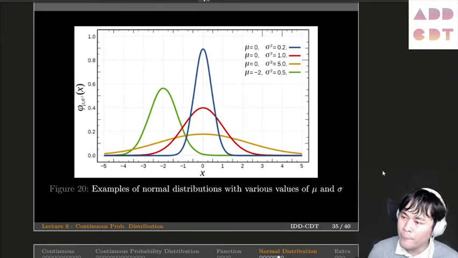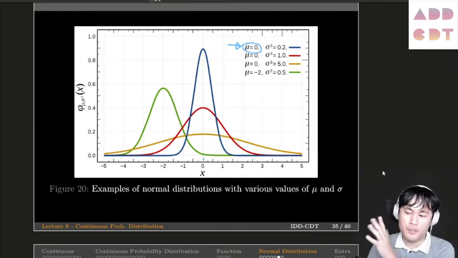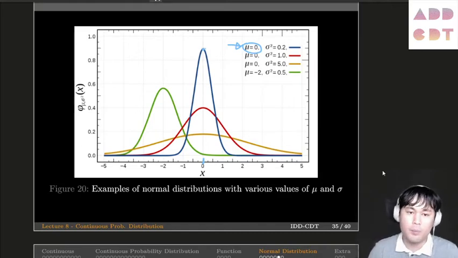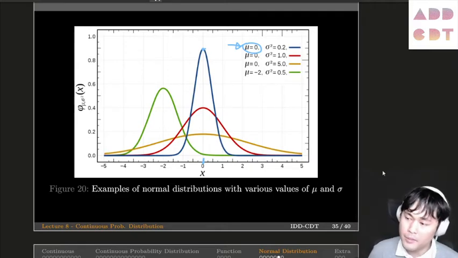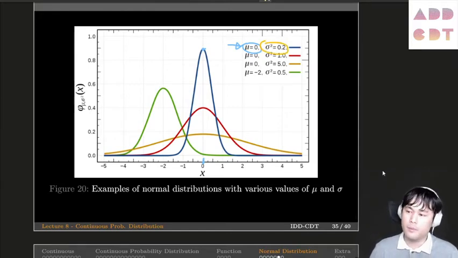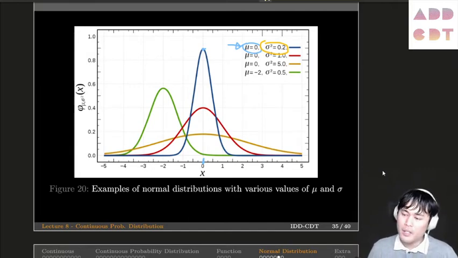Here you can see the four curves. Let's go from top to bottom. We have the blue curve, and mu is 0, so the average is 0. And we will learn next week that the mu, or the average, represents the center, the point where the graph is at the highest, at the peak. And then we have the variance, the standard deviation squared, and that's going to say whether the curve is narrow or high.